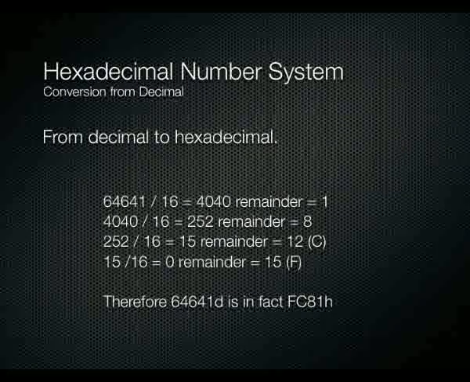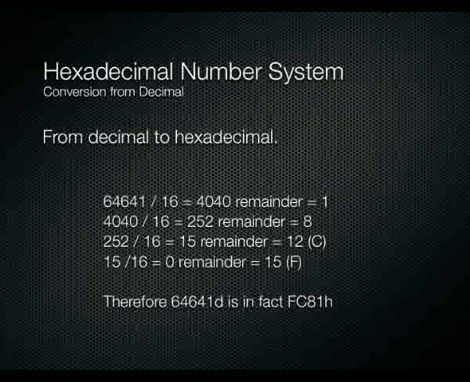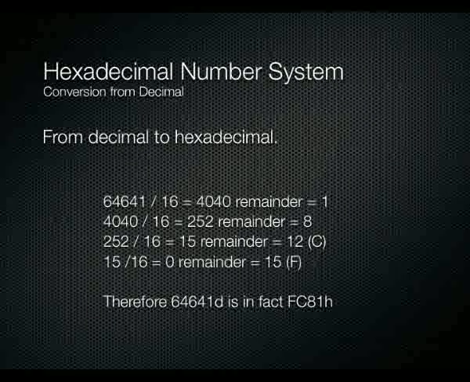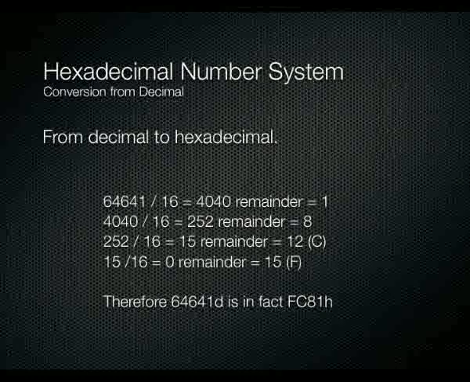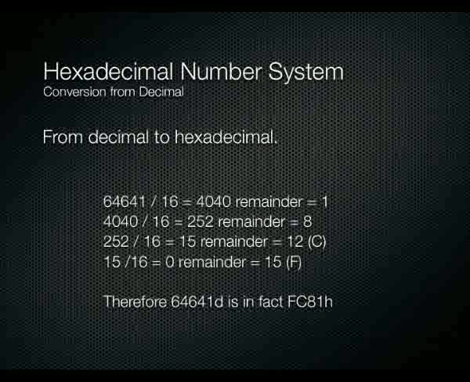Then we take that result, or quotient, and divide it through by 16 again. So 4,040 divided by 16 gives us 252, and the remainder in this case is 8. So we take 252, divide it through by 16, and get 15 with a remainder of 12, which we convert to be C. We then take 15 divided by 16, and we get 0. So that's our ending point yet again. Each of these times when we hit 0, we stop.